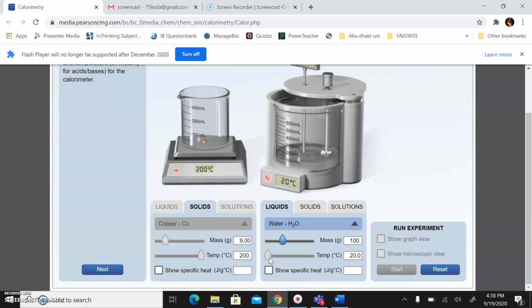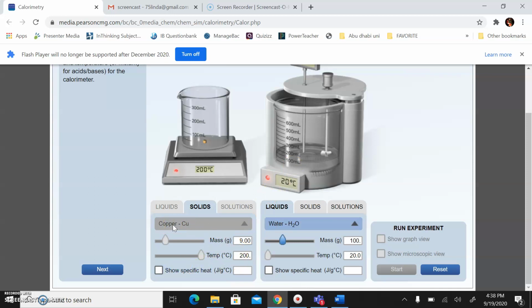What I'm going to do next is mix the hot solid with the room temperature water. I will have heat exchange. The solid has the highest temperature, so it will lose heat, and the water will start to gain heat. I will apply the conservation of energy, Q lost equals Q gain, to find the heat capacity of copper.